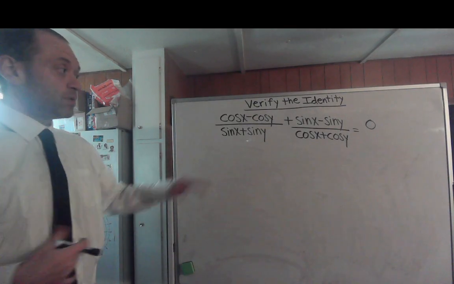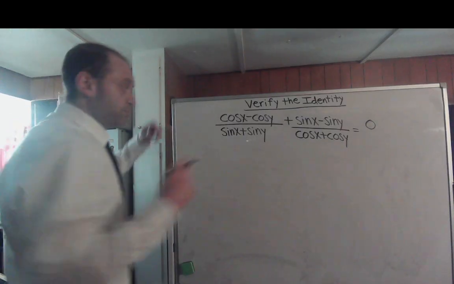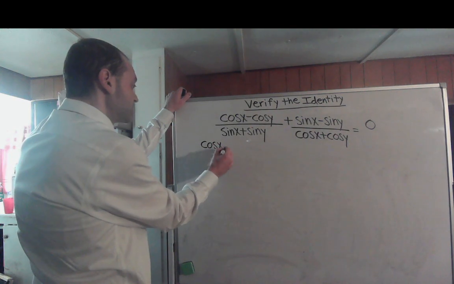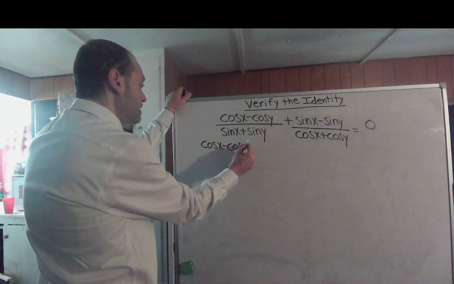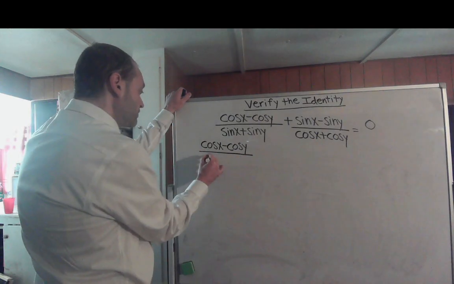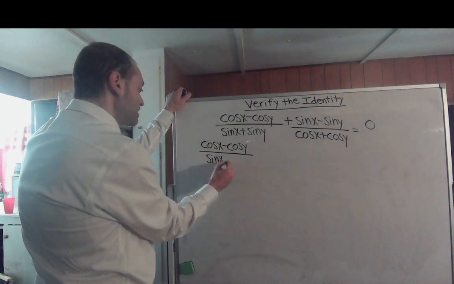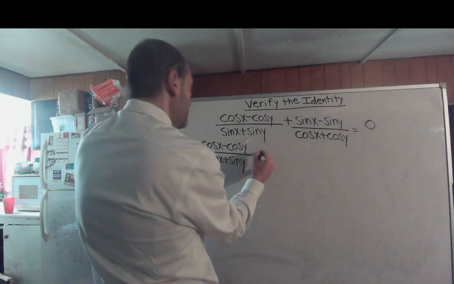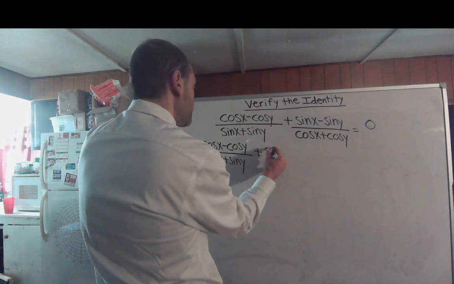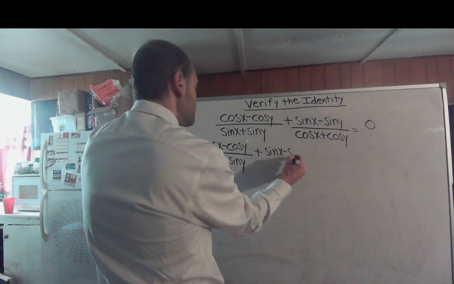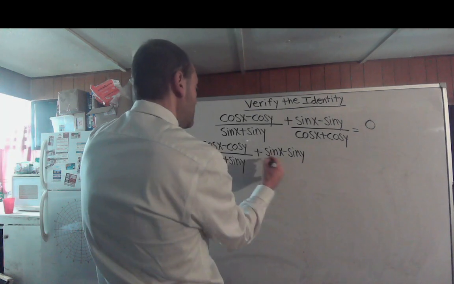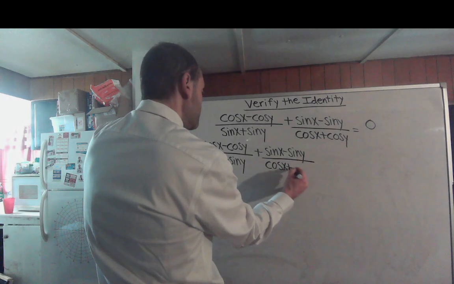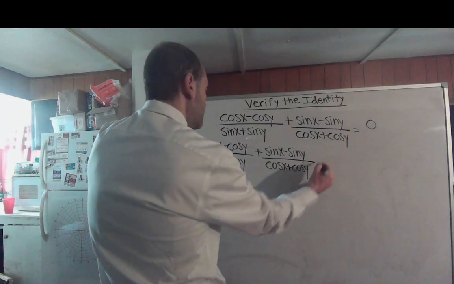Well, we definitely want to get the same common denominator for both of these terms, so let's write this out here. Cosine of x minus cosine of y all over the sine of x plus the sine of y, plus the sine of x minus the sine of y all over the cosine of x plus the cosine of y.